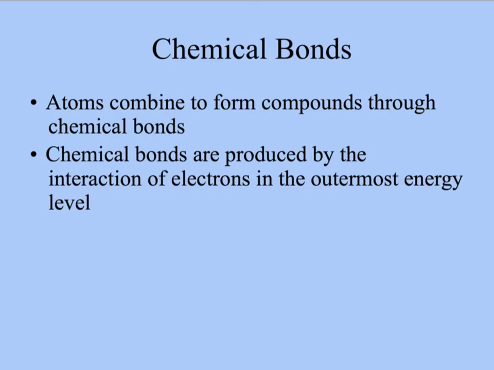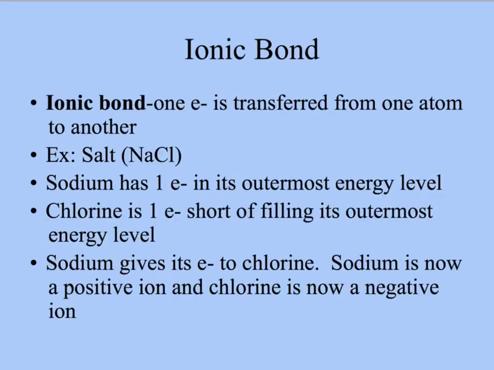When atoms share or transfer electrons, chemical bonds form. You can think of it as atoms being stuck together. The first chemical bond is an ionic bond. An ionic bond is one in which electrons are transferred from one atom to another.